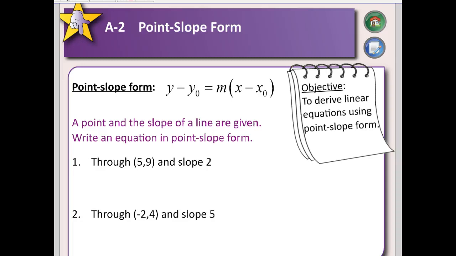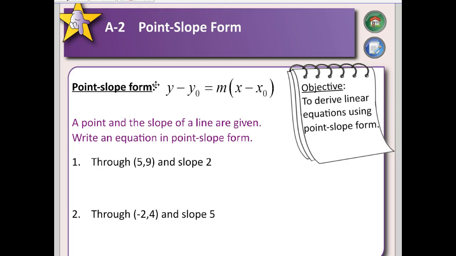Okay, class, today we're going to look at the last linear equation that we need to learn in Chapter 8. And this last equation is called point-slope form. And here's your equation. Again, it's the third one that you have to memorize for this section.